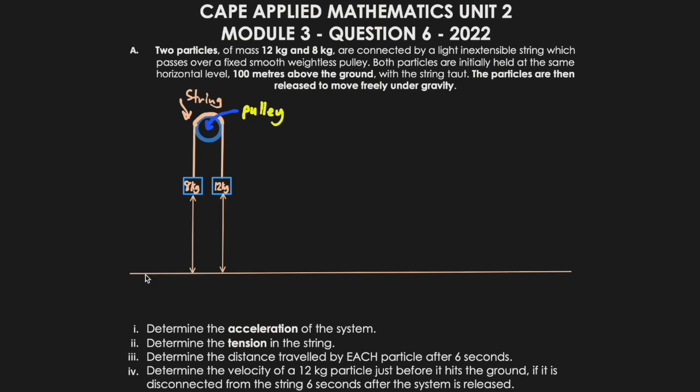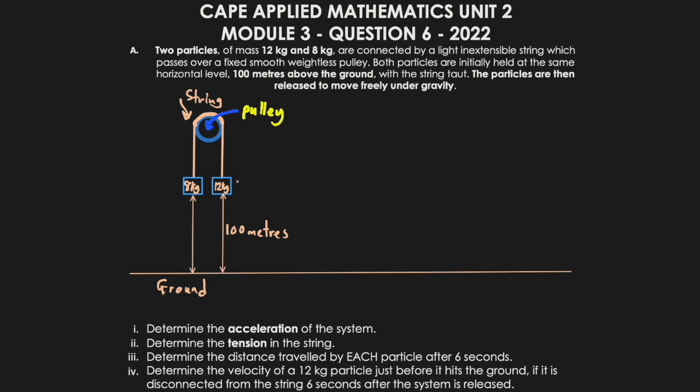So we have our ground here. Let's call this ground. And we are saying that we are 100 meters above the ground, with the string taut. So that just means it's pulled tightly. And the particles are then released to move freely under gravity. First thing they want us to do is to determine the acceleration of the system.